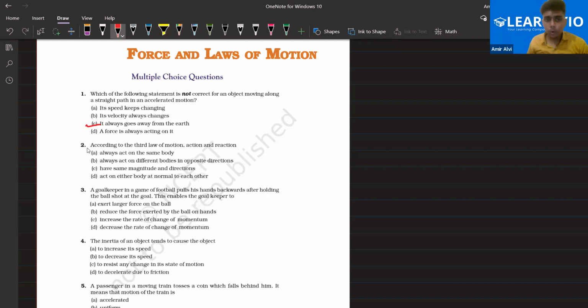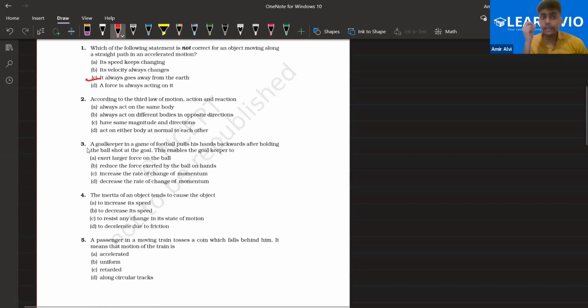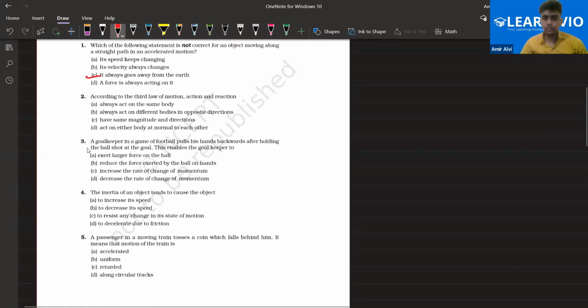Let's do the second one. According to the third law of motion, action and reaction. Do let me know the answer of this one. Quickly.